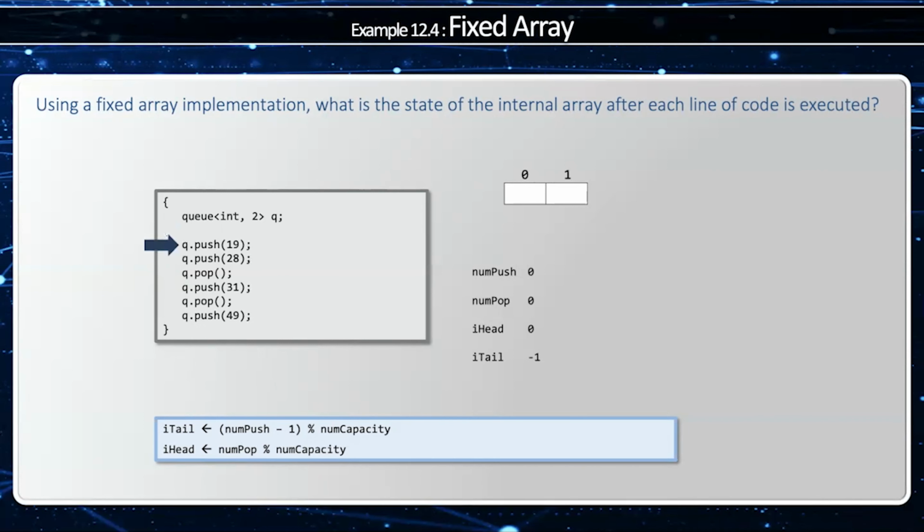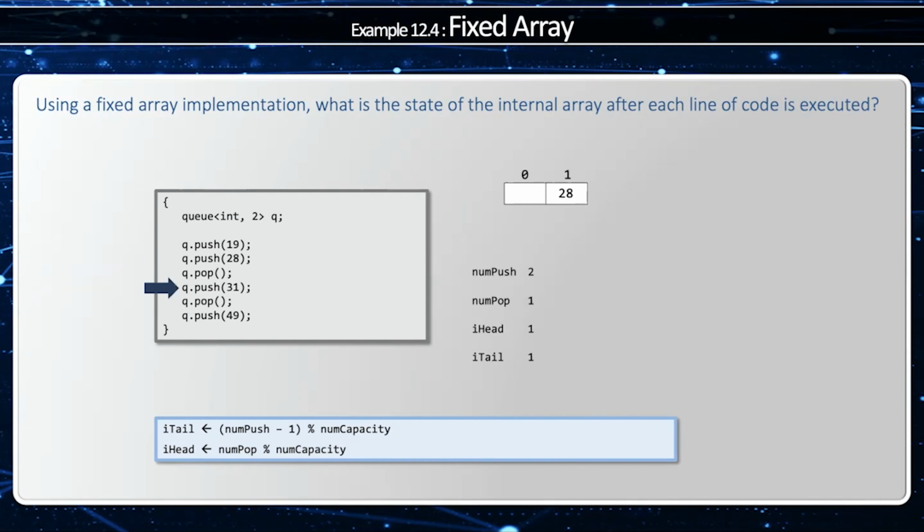So now I'll push on 19. So now 19 goes in slot 0, num push is now 1, and tail is 0. I'm going to push on 28. And now num push is 2, head is 0, tail is 1. We're not in a wrapping state. Everything makes sense. I'm not nervous. What happens when I pop? Then num pop plus plus, I get rid of slot 0. Head is now 1, tail is now 1. There's exactly 1 element in my queue.